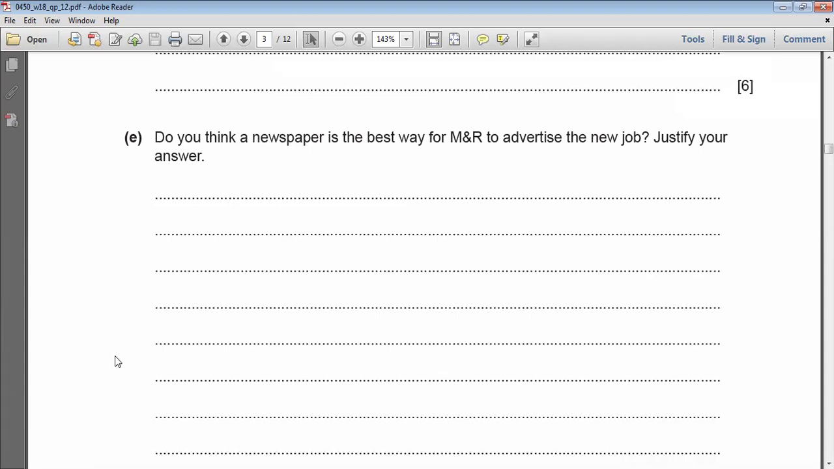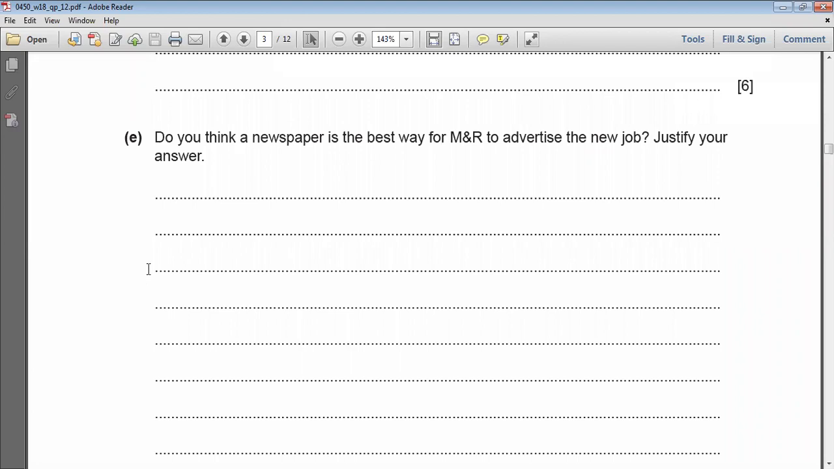Why is it not good? Why is posting in a magazine not good? Why is posting online not good? That you have to explain. Then that is called justification. That will show that, as a business decision maker, as a business person, based on what we read from your answer, we can know that, oh yes, I agree with you that newspaper is the best way.